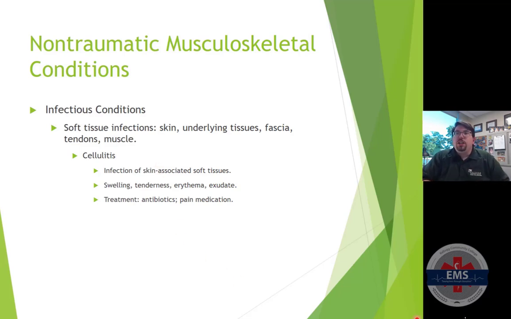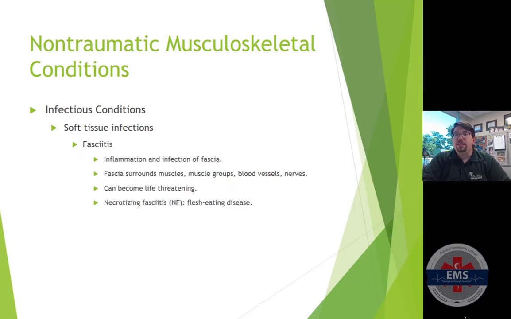Other infectious conditions that we could deal with in regards to non-traumatic muscular conditions include things like soft tissue infections involving the skin or the tissue, the fascia, tendons, muscles. Cellulitis is a big one, right? Cellulitis is an infection of the skin associated with soft tissues. We see swelling, tenderness, edema, seepiness that's coming from our patients. Primary treatment for them: manage pain, treat the infection.